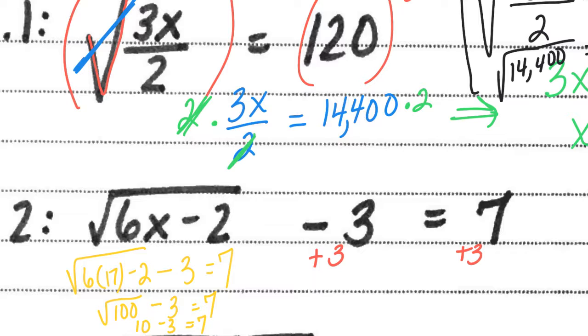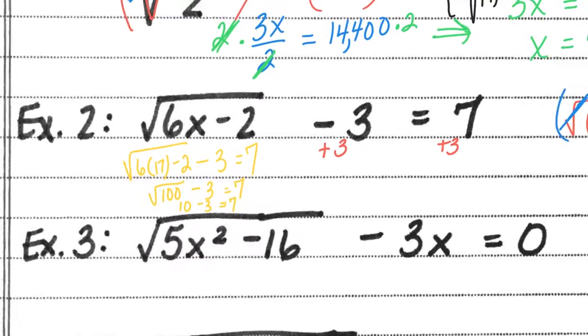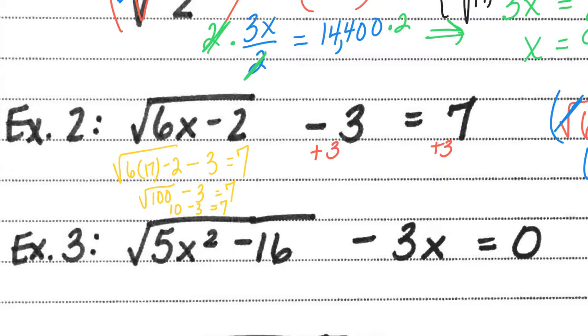So our big question is, does it get a little tougher? It is going to get a little tougher. So let's look at example 3. What does your gut tell you to do first in example 3? The square root of 5x squared minus 16, minus 3x is equal to 0. Yes, I would probably bring this 3x over by adding it. So the square root of 5x squared minus 16 is equal to a positive 3x.